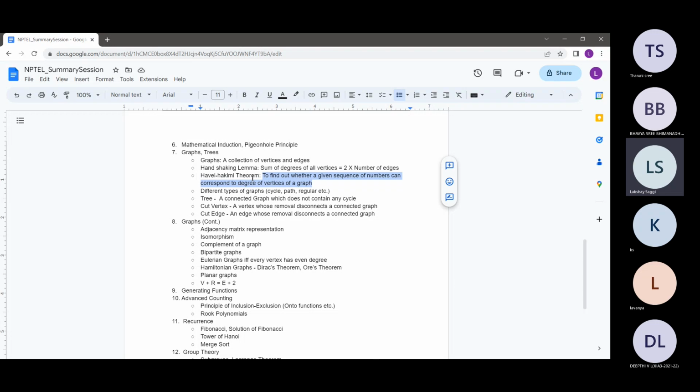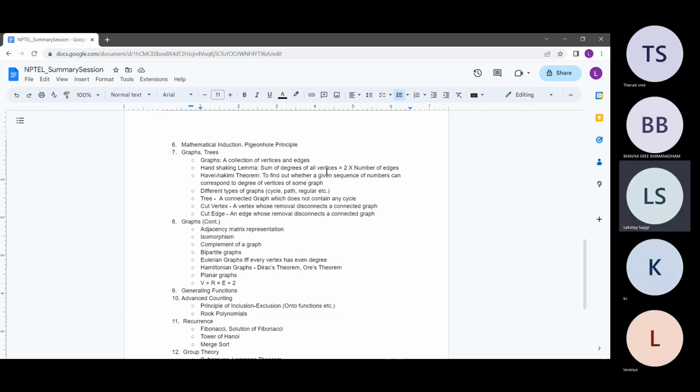So what it means was whether that sequence of numbers can correspond to the degrees of vertices of some graph. Basically, this answers the question: given some sequence of numbers, does there exist a graph whose degrees of vertices are exactly this sequence, the sequence which we input? So the Havel-Hakimi theorem basically gives us an algorithm which will tell us if some sequence can be degrees of vertices or if some sequence can't be degrees of vertices. So yeah, it's also quite useful.